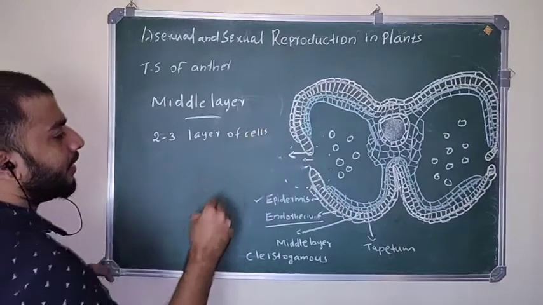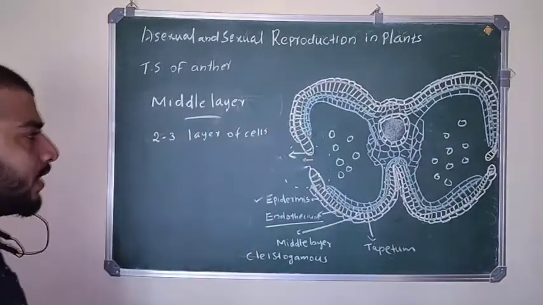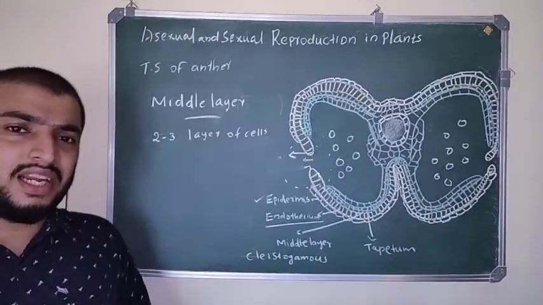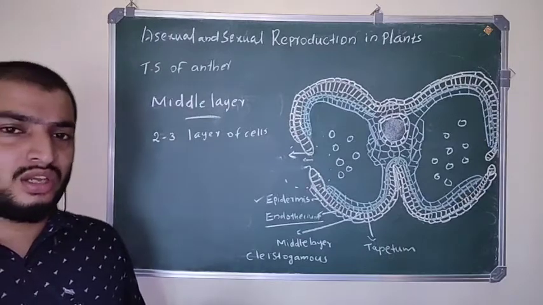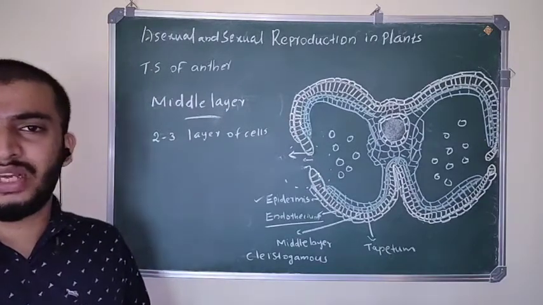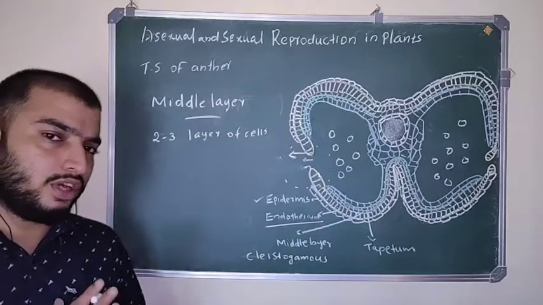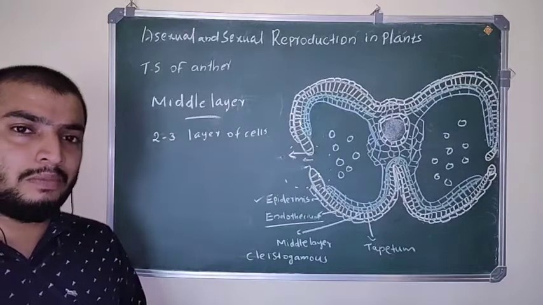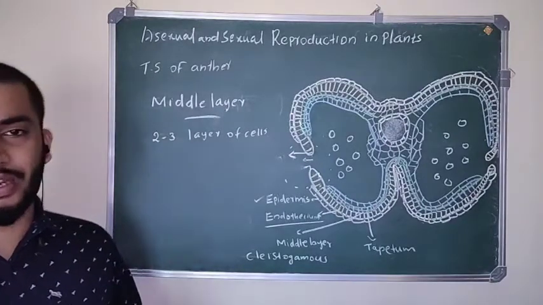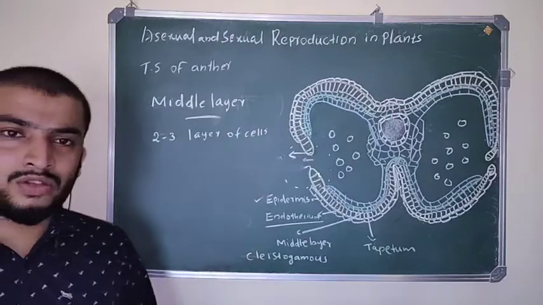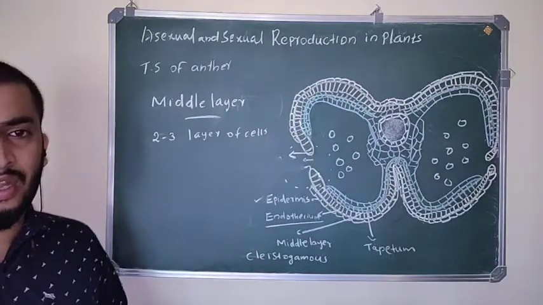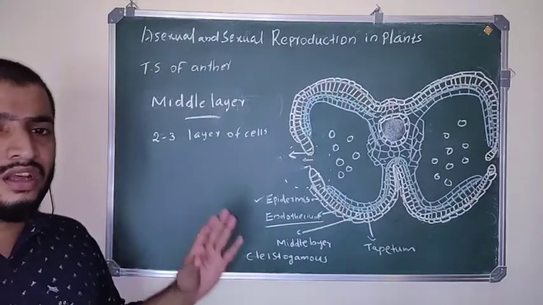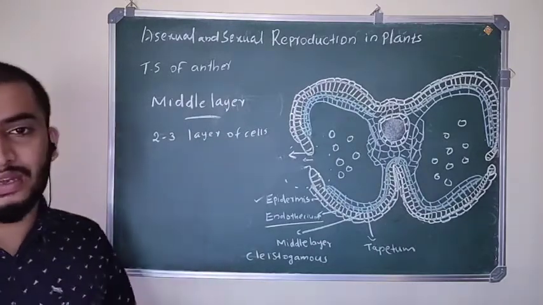After the endothecium, the cells of this middle layer are ephemeral, and they disintegrate and are crushed after the anther reaches maturity. Mainly their function is protection. We already said the epidermis, endothecium, and middle layer help in protection, and also help dehiscence of the anther to release pollen grains. So this middle layer also helps the release of pollen grains. At the time of anther maturity, they crush and disintegrate. Okay, so these are the main points about the middle layer.